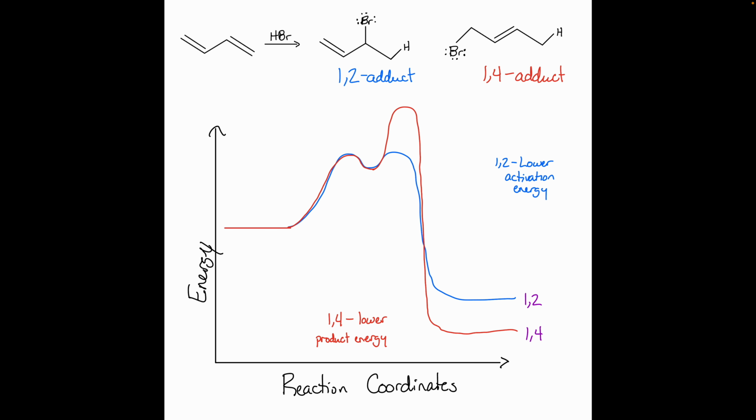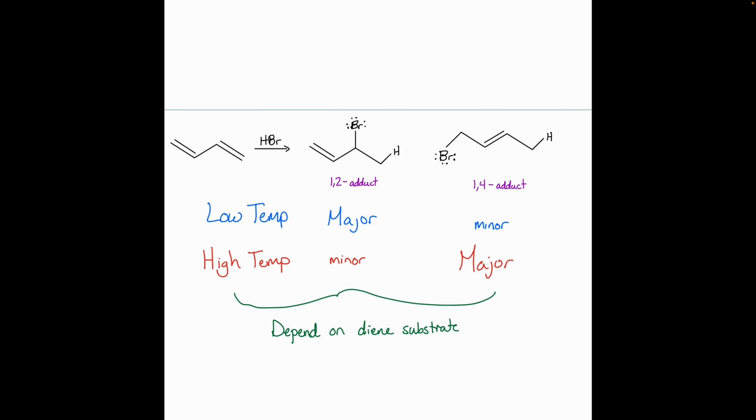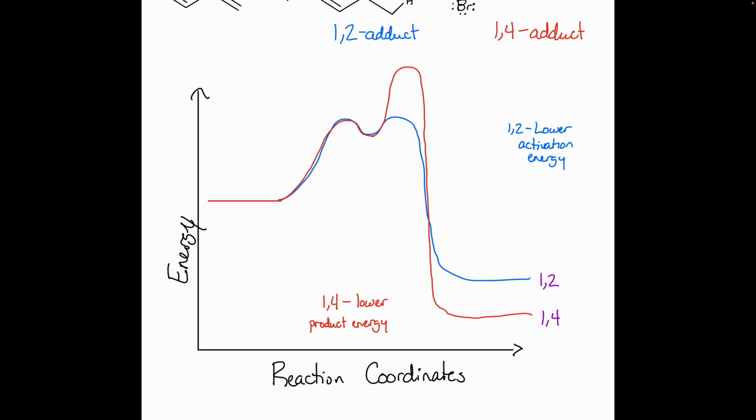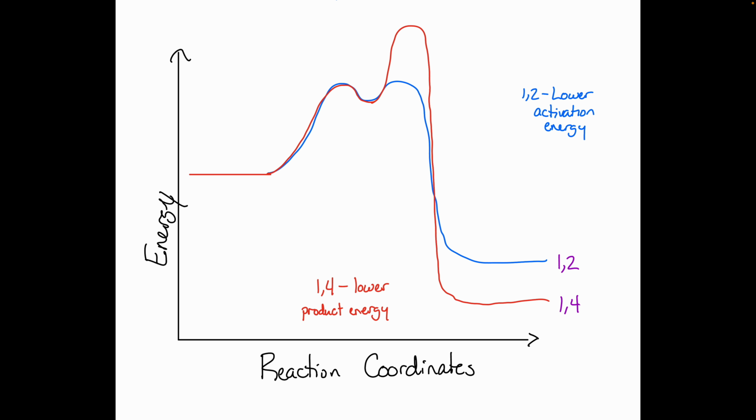Okay, so before we talk about why this is, let's just make sure that we can tie this into what we talked about up here, about what was major and what was minor at these different temperatures. Okay, so first of all, if the 1,2 has a lower activation energy, what does that mean in terms of kinetics? It forms faster or slower than the 1,4? Faster, right? Remember, we think of our reactants as this little ball. It's got to jump over this activation energy barrier. The lower the activation energy, the faster that will form.